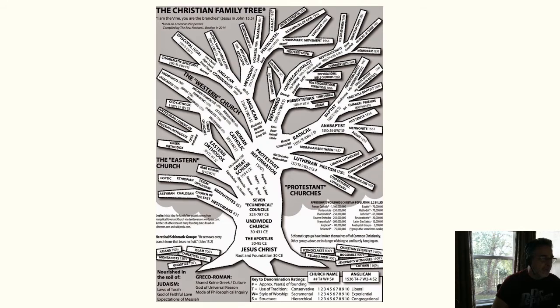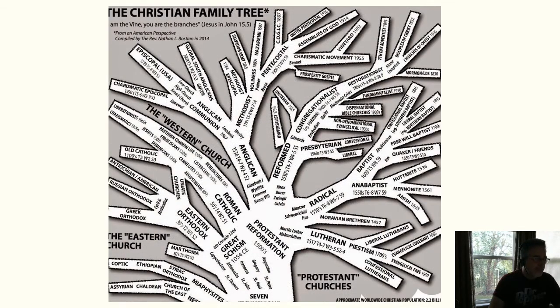So this first slide here is simply a family tree of the Christian church. It shows the beginnings and origins of the Christian church, the great schism, and the Protestant Reformation breaking off. We're going to focus on the next slide, the four main branches of the Protestant Reformation. All right, so here we have a blow up of the four main branches of the Protestant Reformation.